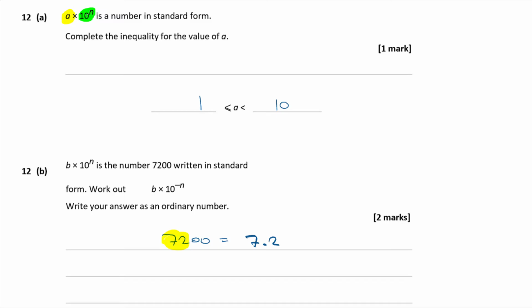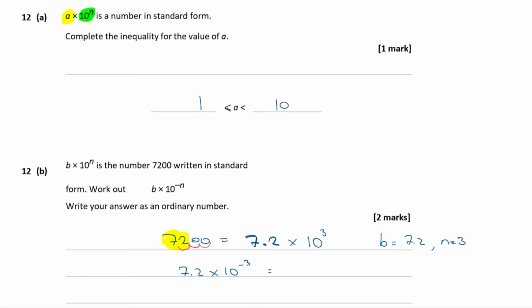And then what would I have to multiply 7.2 by to get 7,200? That would be multiplying through by 10, 100, 1,000, wouldn't it? Or 10 to the 3. So the exponent part is going to be 10 to the power of 3. So this number is 7.2 times 10 to the 3. So I'm guessing then that b is equal to 7.2, and in this part of the number, n is equal to 3. So then if I want to write down b times 10 to the minus n, that number would be 7.2 times 10 to the minus 3.